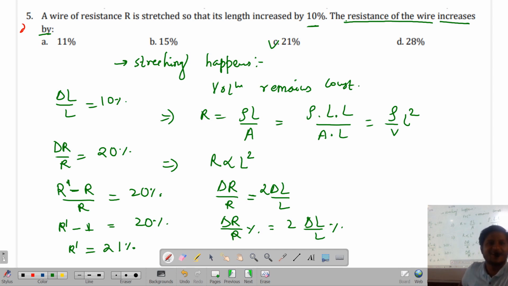Silly mistake everyone will do. Everyone will either write 20% or they will write 10%. If 10% would also have been an option, everyone will either write 20% or 10%, but the answer is actually 21%. Got it or not? How many have done this problem correct? Okay, good. Can I move ahead?